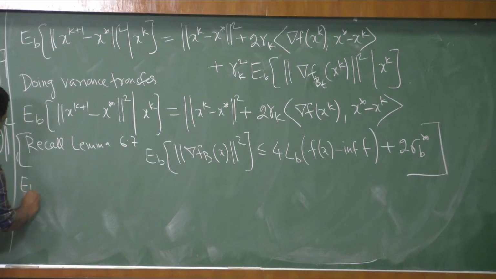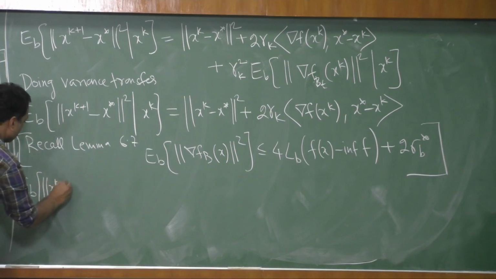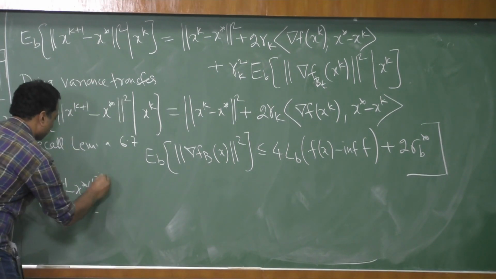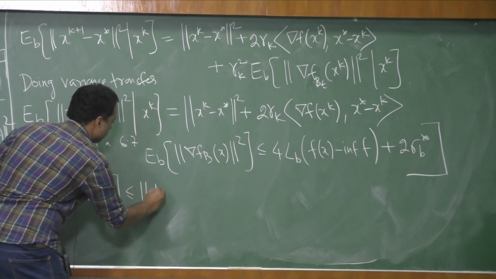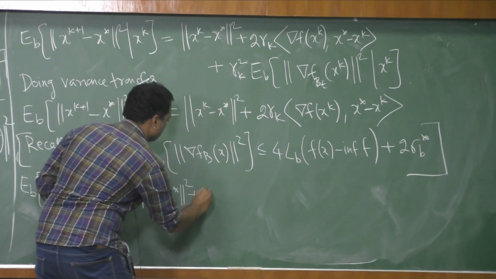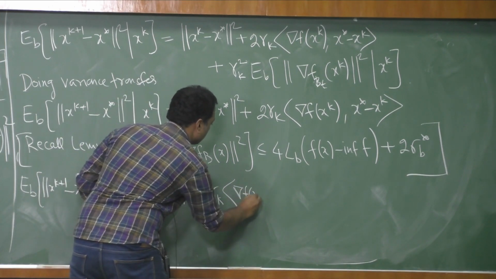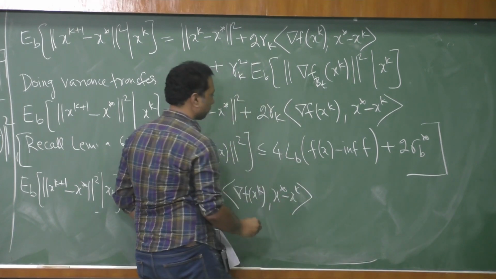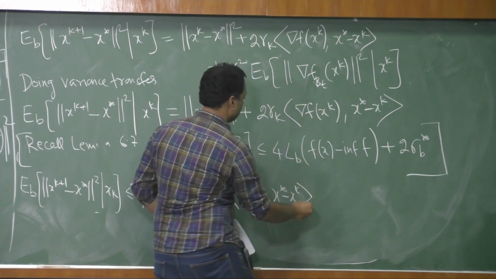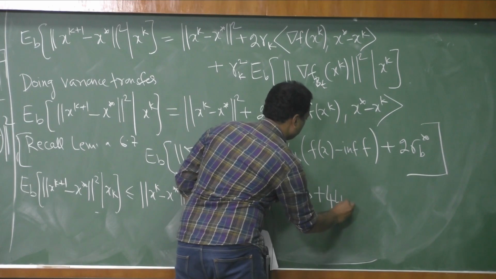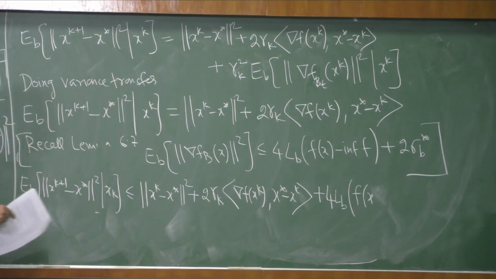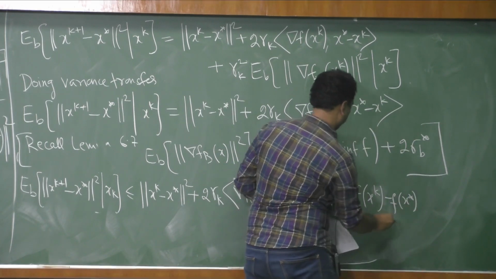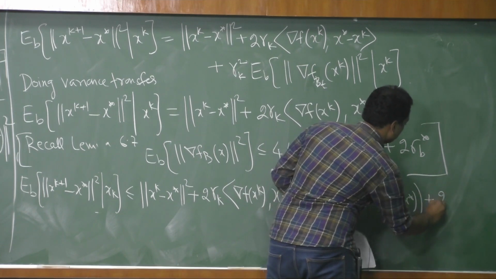So let me do that here. E_B of norm of x_{k+1} minus x star squared given x_k is less than or equal to norm of x_k minus x star squared plus 2 gamma_k grad f(x_k) inner product x star minus x_k, and the last term is this: plus 4 L_B times (f(x_k) minus f(x star)) plus 2 sigma star B.